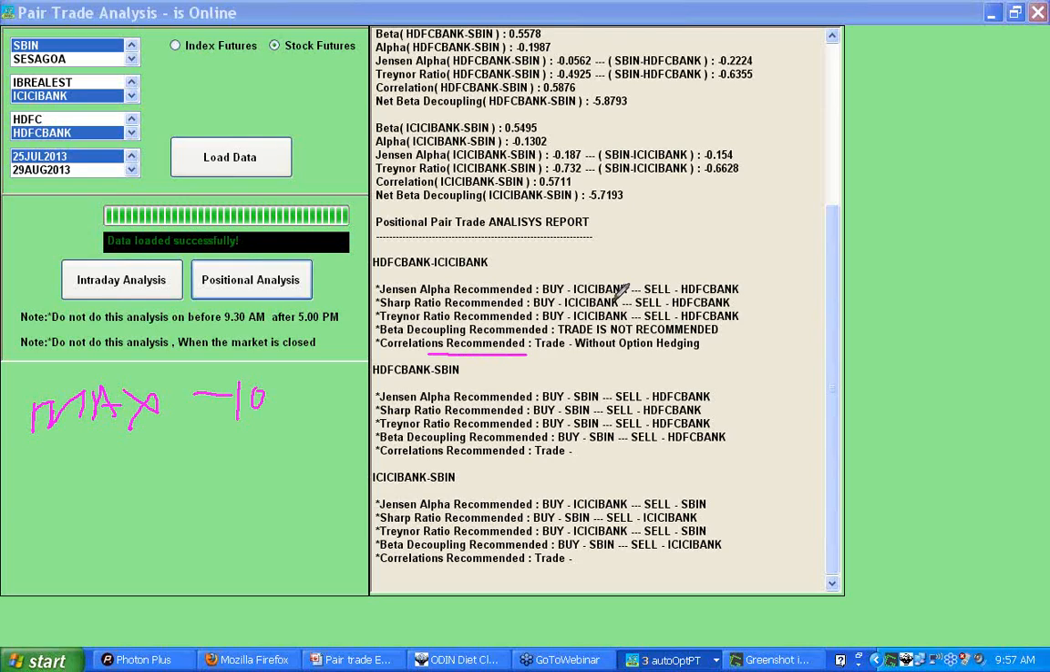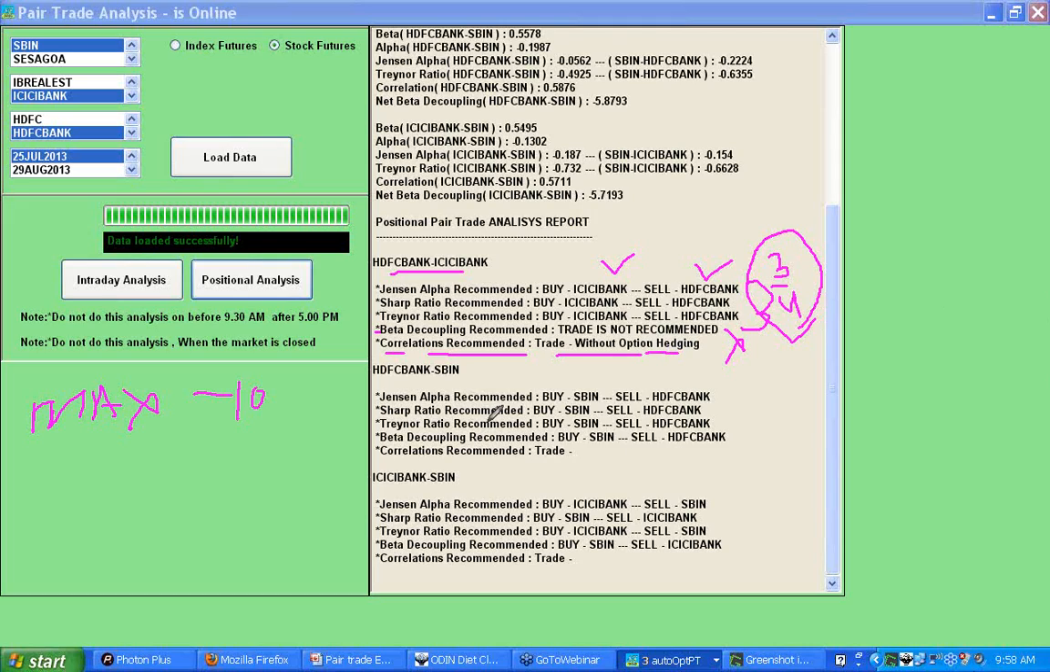Suppose HDFC Bank and ICICI Bank: three parameters say buying ICICI Bank and selling HDFC is recommended, and correlation says to trade without option hedging. Beta decoupling says no, do not trade in this. However, three out of four analyses, till beta, go in the view of buying ICICI Bank and selling HDFC. Correlation alone will tell you whether to hedge that position or not. One view is against me, and it says to trade without option hedging.